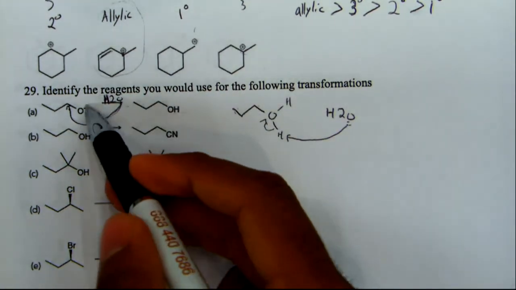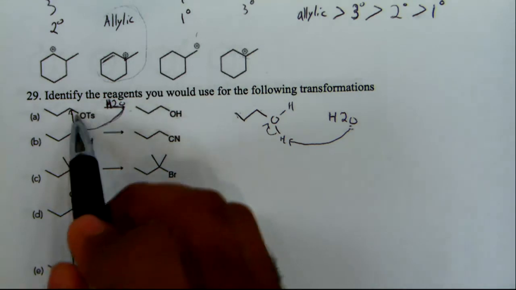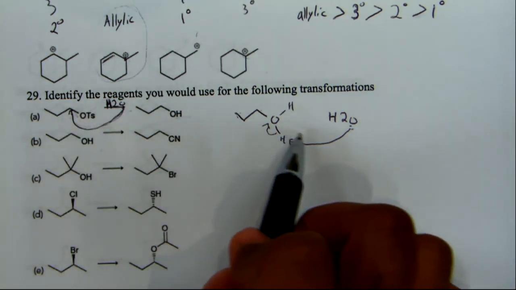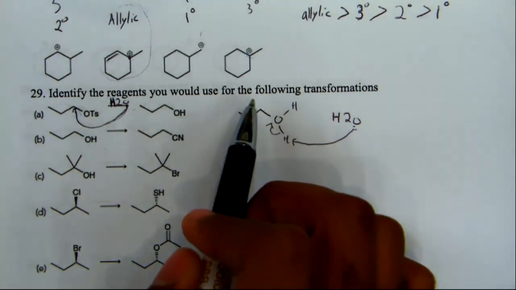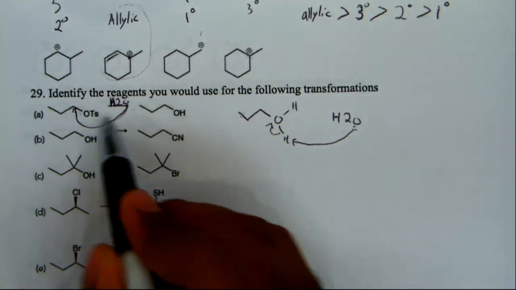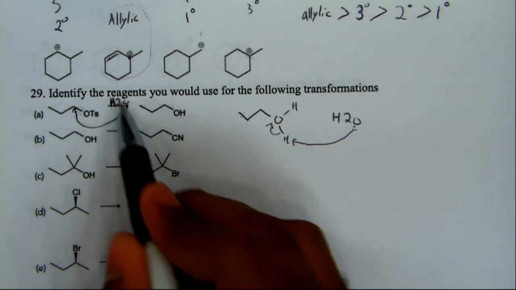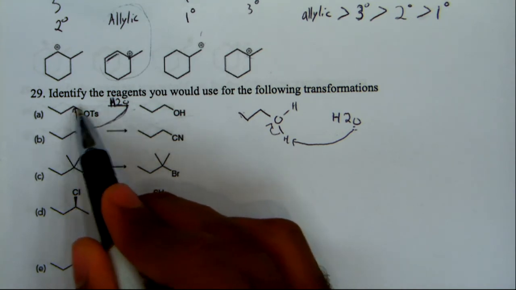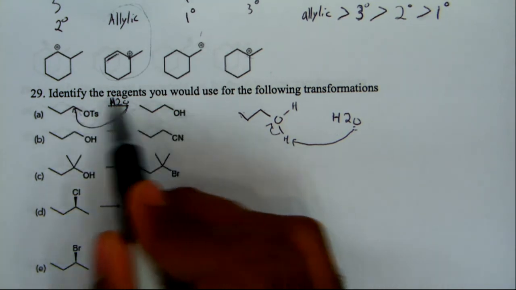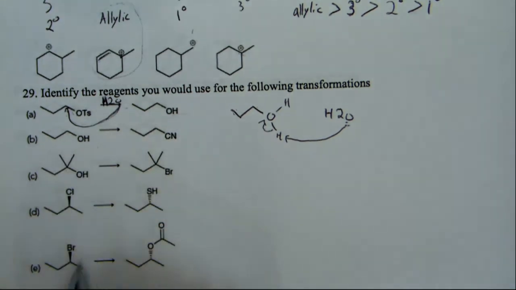Actually, this is primary, so it wants to be SN2, so you wouldn't be able to do all of that. One second. It's very tosylated, though. Huh. I'm going to check on that after I do these real quick.